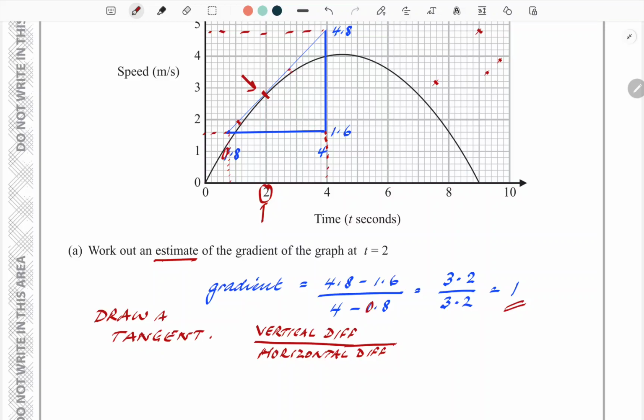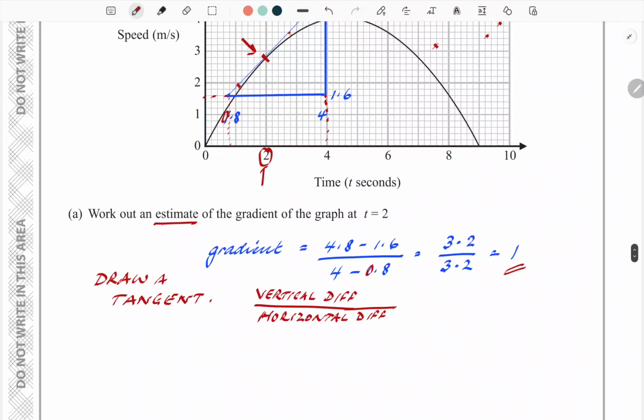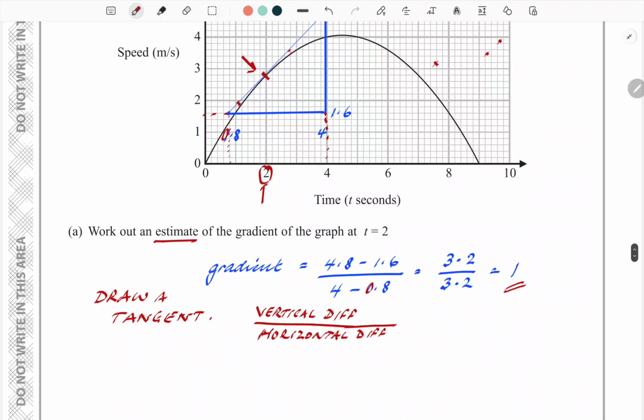As always with these questions, they'll give you a range of values that's acceptable. It's 1 mark for that actual gradient drawing. So make it as accurate as you can, but at the same time, don't spend several minutes doing that. Okay, so that bit's done.